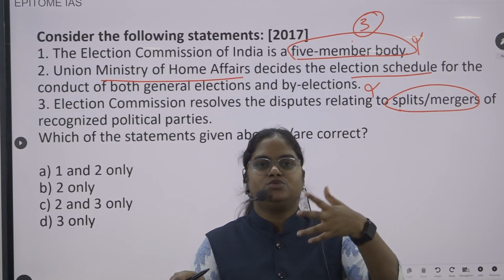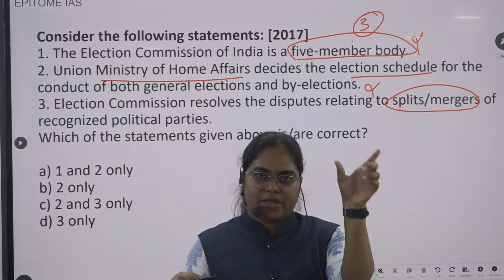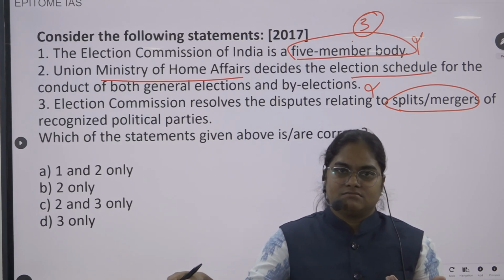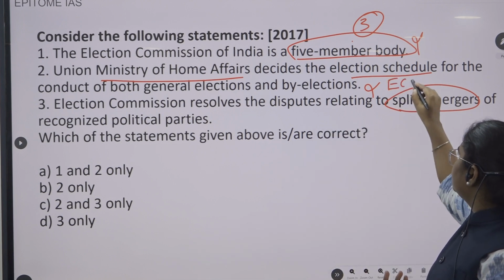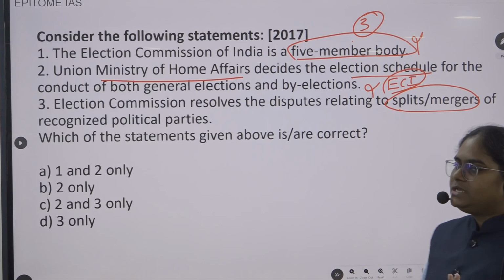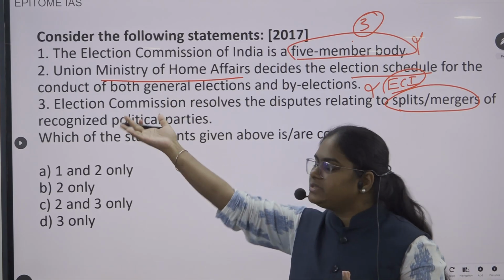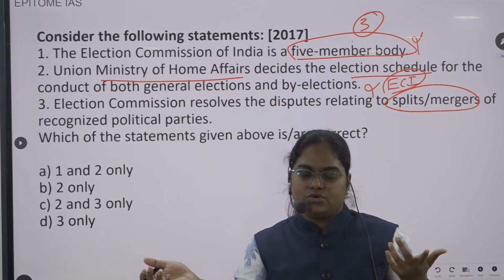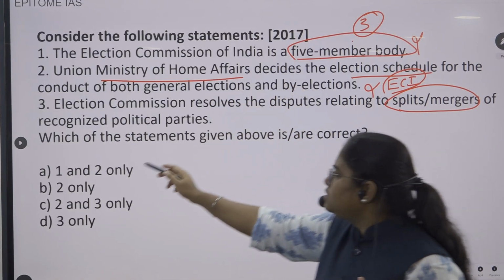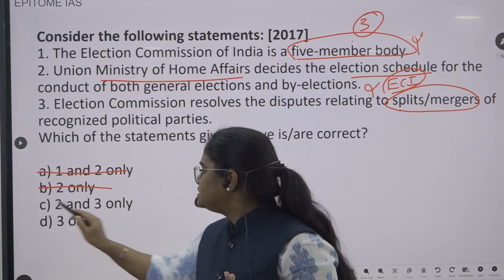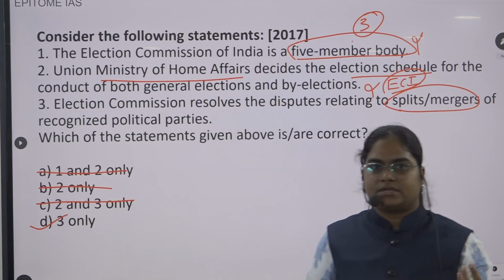Whose responsibility, whose job is it to prepare the schedule for the elections? It's basic, it's the Election Commission of India. The Ministry of Home Affairs has nothing to do with it. So we can eliminate this option. Once you eliminate this option, option 2 is gone. A, B, C. What is the correct answer? Option D is the correct answer.